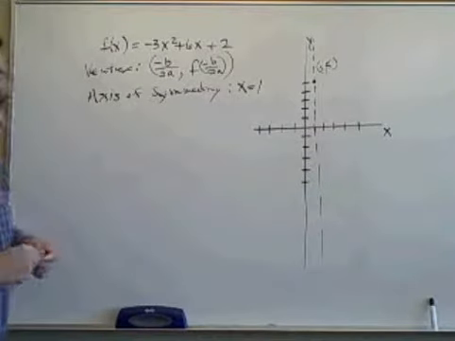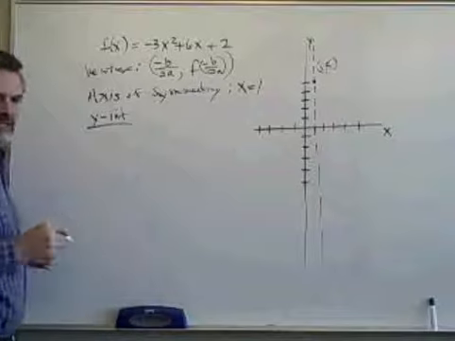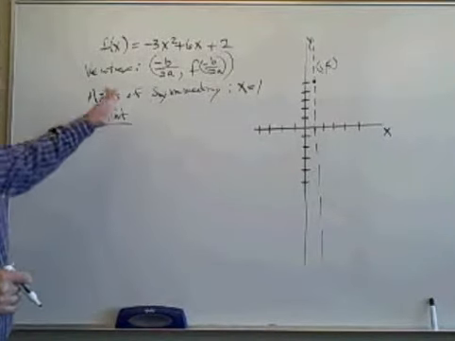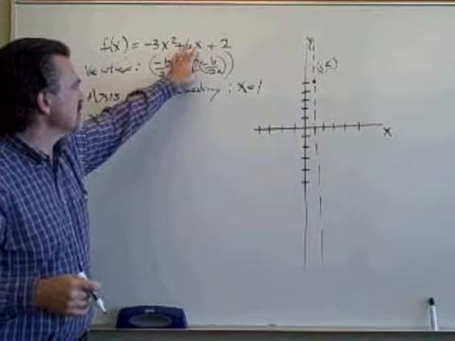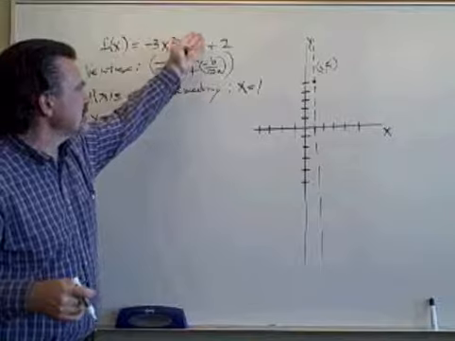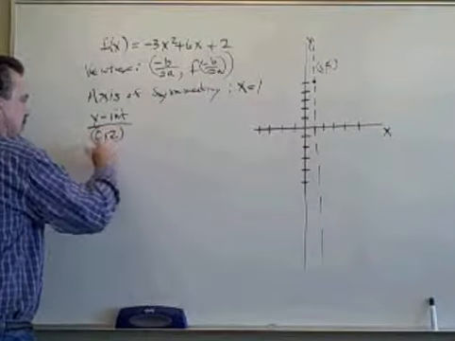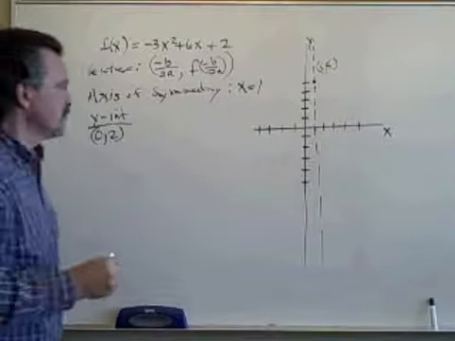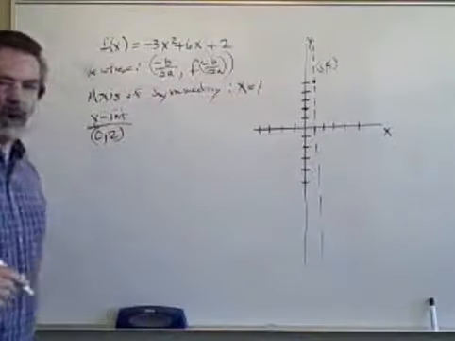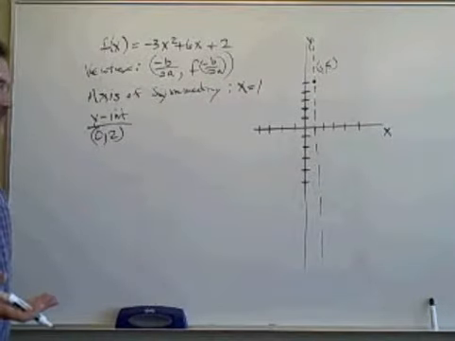Well, let's find some intercepts if we can. The y-intercept is always the easier intercept to find, because we find the y-intercept by simply letting x be 0. And if I let x be 0, those terms disappear into 0, leaving me just a function value of 2. So the y-intercept is the point (0, 2). So when x is 0, y is 2. There's my y-intercept.